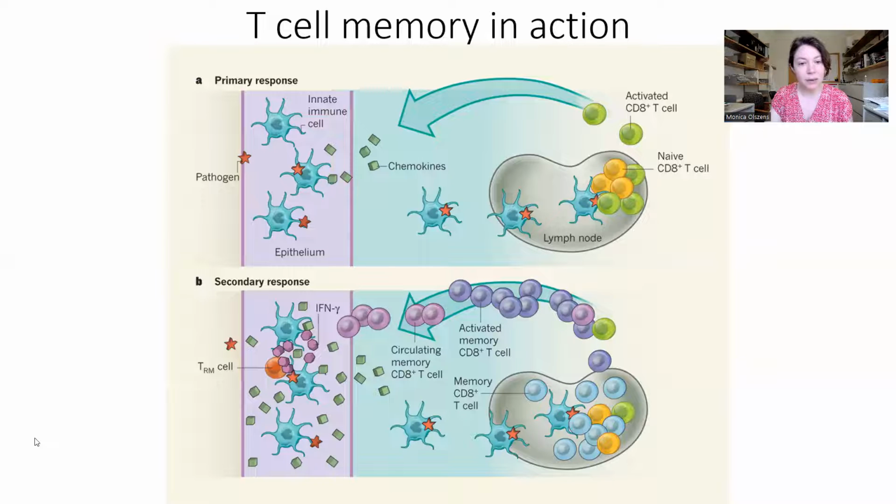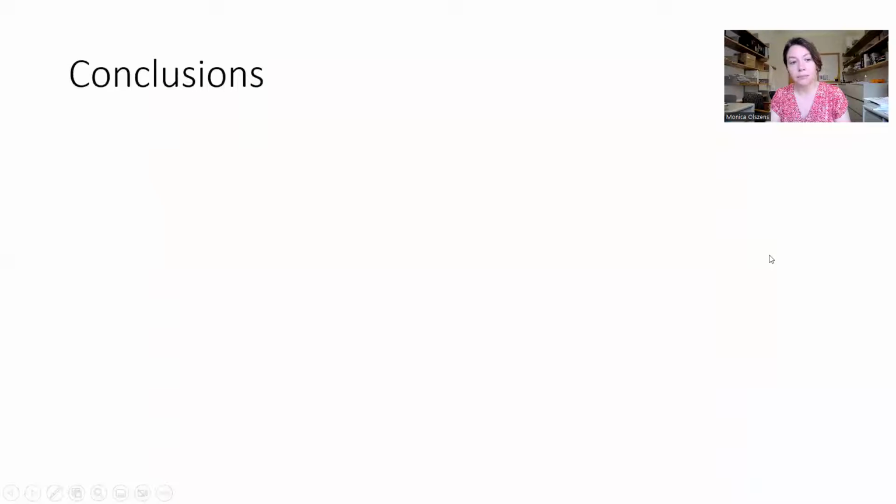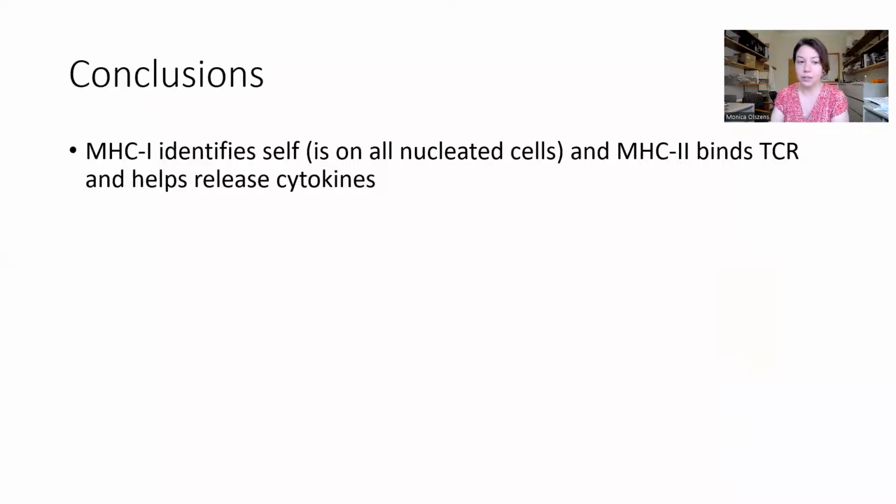So the secondary response, you move this. So you actually have these blue memory cells now. So you still do need the innate immune cells every time. They're very important. The innate immune cell has to traffic over here, but then the memory cells make more copies. So you have A, you have more than before, and B, this is faster than before. Okay. All right, we're at the conclusions.